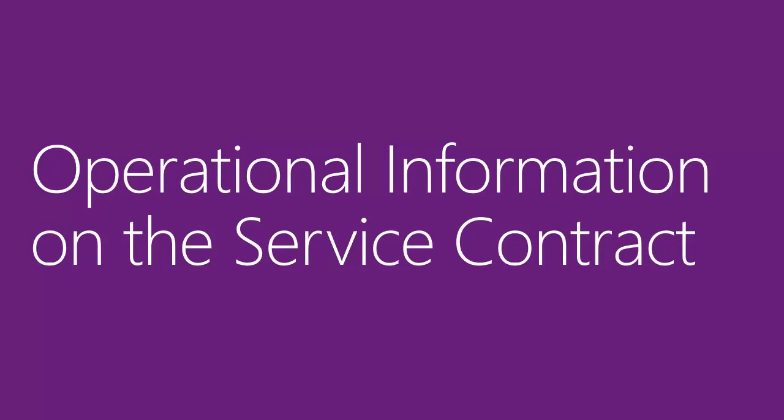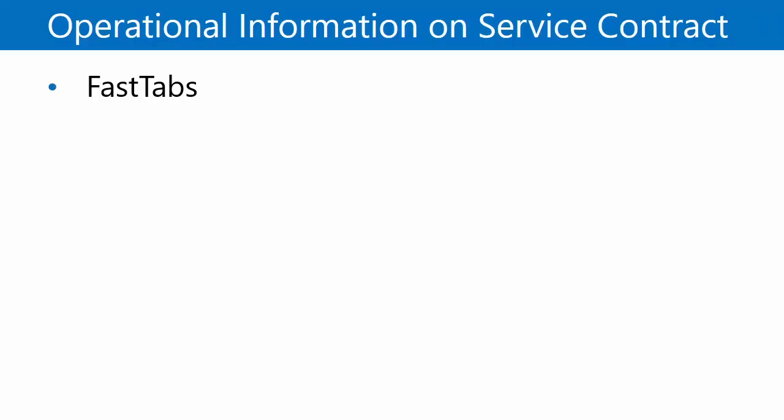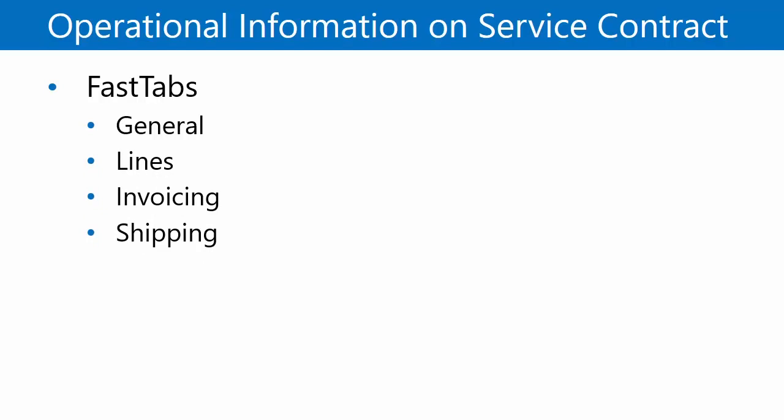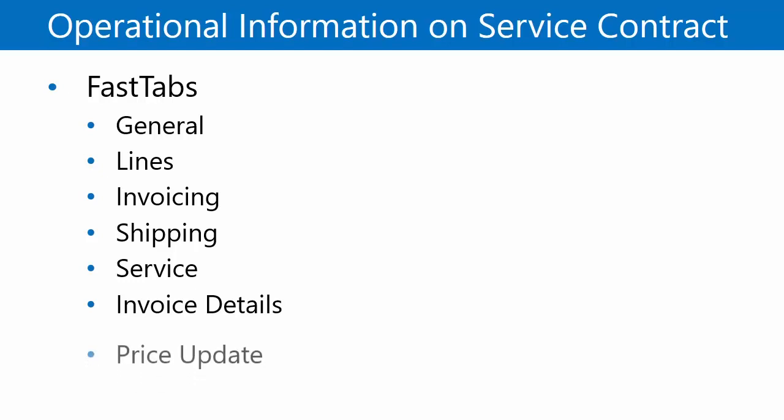Let's now review service contracts from the operational perspective. A service contract has 8 fast steps. You will find the general fast step, the lines fast step, the invoicing fast step, the shipping fast step, service fast step, an invoice details fast step, a price update fast step, and finally a details fast step.